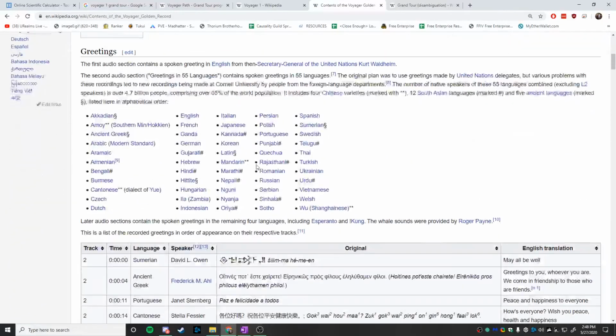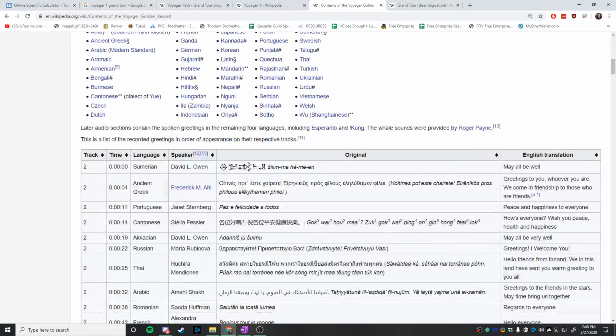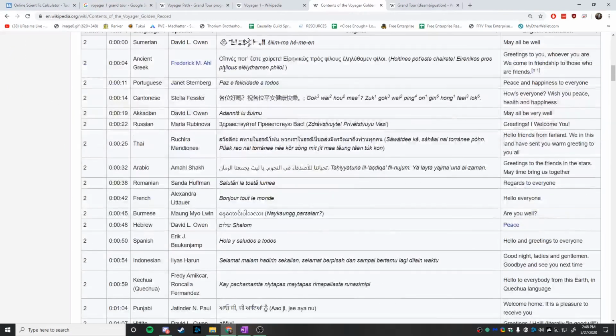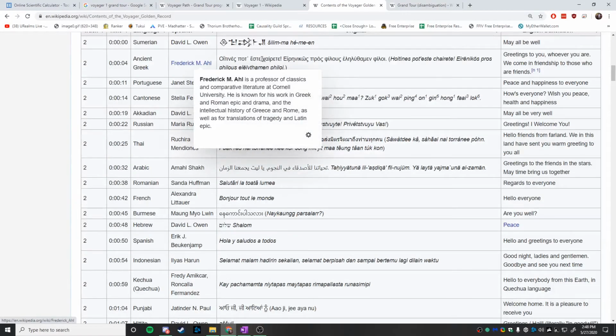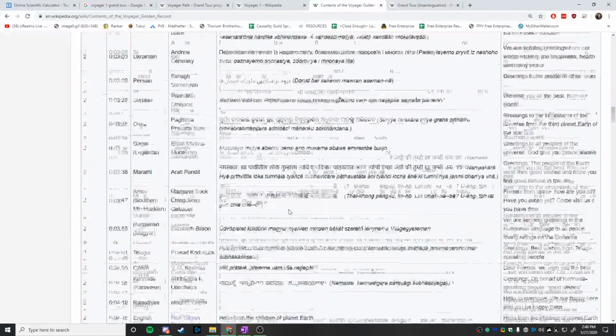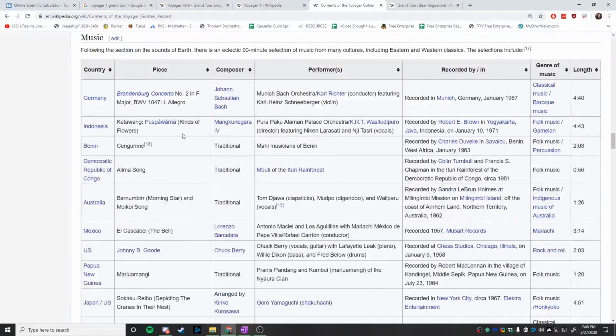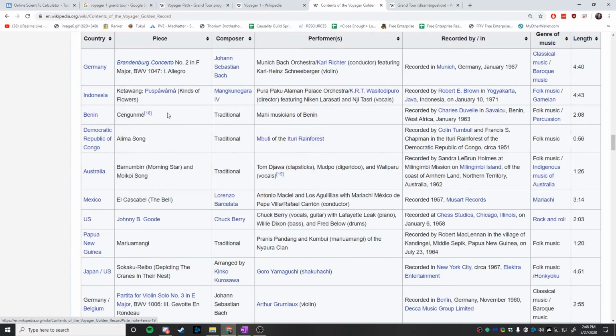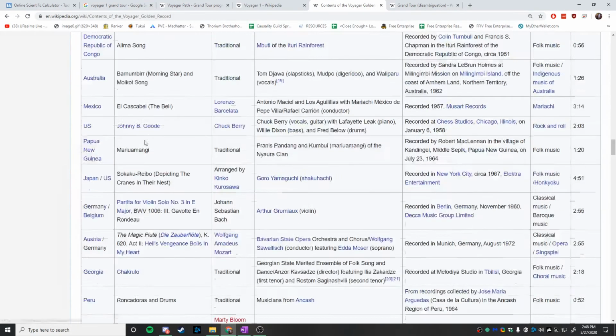So there's spoken greetings in all these different languages, like ancient Greek. Greetings is just the different greetings that they have on there. But it also has music. Here's the music. So Bach, Brandenburg Concerto, something from the Congo, something from Australia, Johnny B. Goode by Chuck Berry.